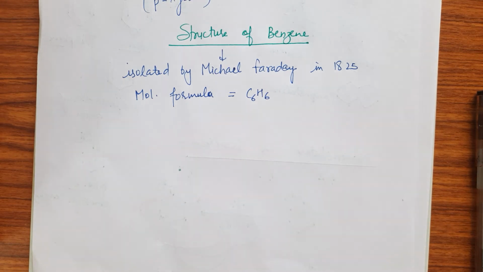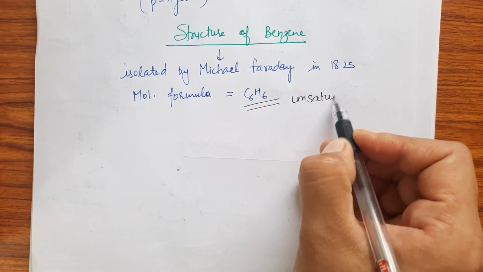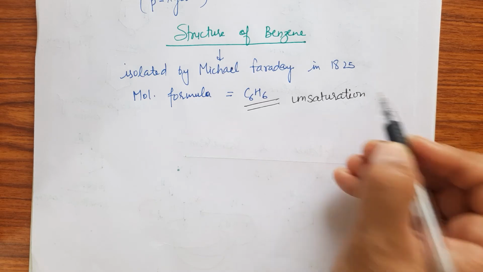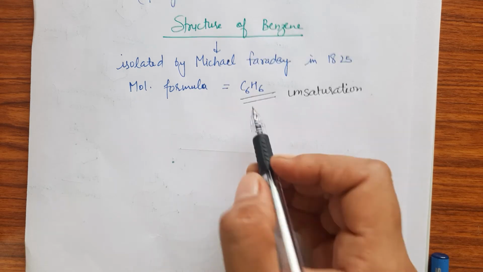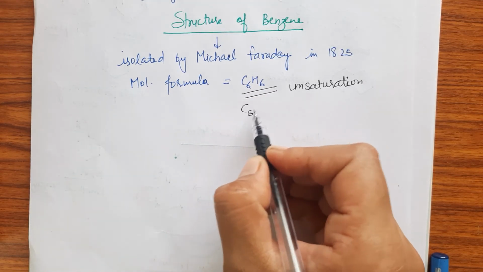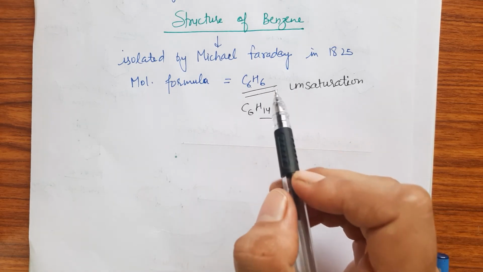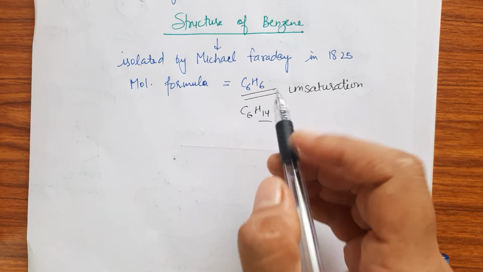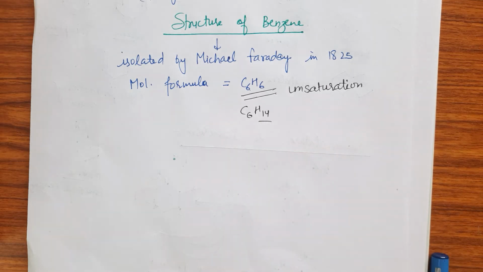This formula C6H6 indicates that this compound is highly unsaturated. Why? This indicates high unsaturation in benzene, because if we check the corresponding alkane to this compound, the corresponding alkane will be C6H14, right? That means it has 8 hydrogens fewer than its corresponding alkane, right? So that means it has high unsaturation in the compound.